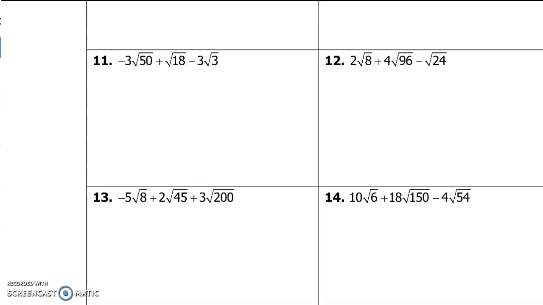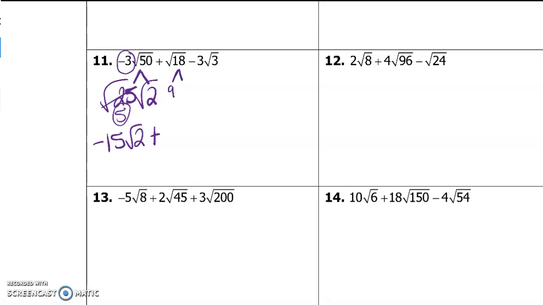Number 11, square root of 50, 25 is a perfect square that goes into 50 2 times. Square root of 25 is 5. So you have negative 3 times 5 gives us negative 15 square root of 2. Then I'm going to bring the plus sign down.